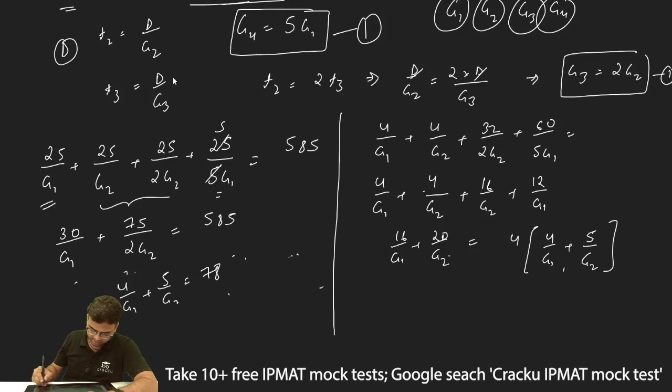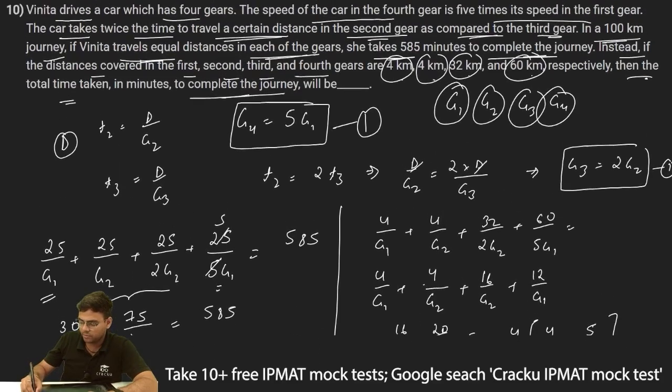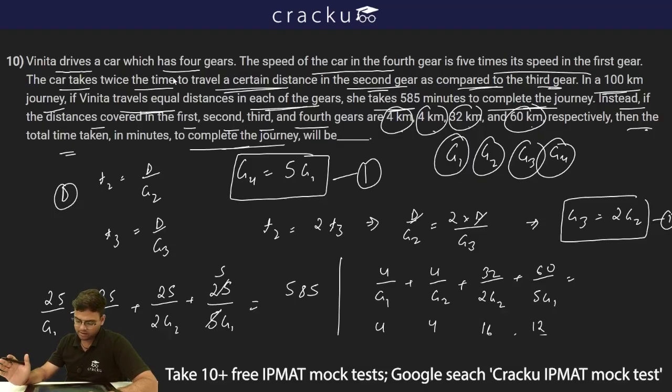And we have already calculated the value of 4 upon G1 plus 5 upon G2, which is 78. So substituting this will give us 4 into 78, which is 312 minutes. Therefore, I can say when she is traveling 4 km in the first gear, 4 in the second, 32 in the third, and 60 km in the fourth, she will take 312 minutes.